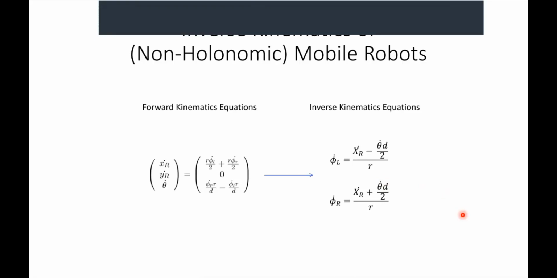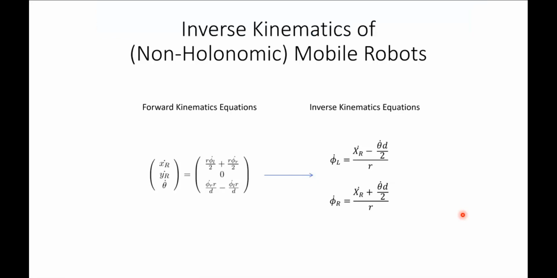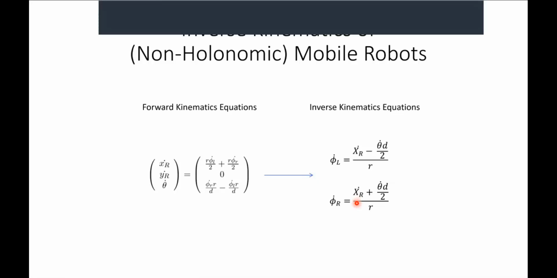So I would encourage you anytime you see equations like this to run through a couple of examples in your head just to make sure that it's clicking properly. And likewise, if I wanted my robot to move forward, but not to rotate at all, then I have a positive x dot r, and I have a 0 for my theta dot. And so I'm going to set my phi L and my phi r to the same amount. And so my robot will move forward and not rotate at all.